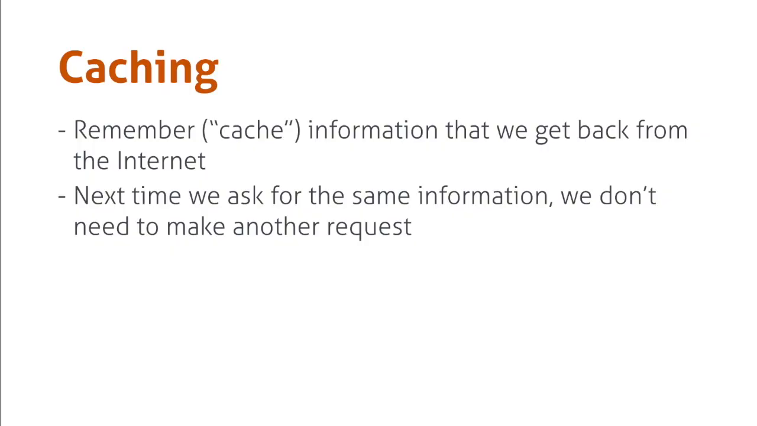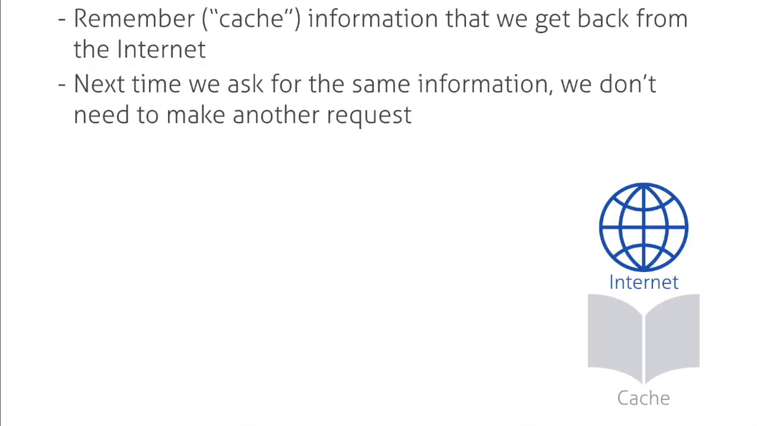Caching allows us to remember, or cache, information that we get back from a source of data, so that next time we ask for the same information, we don't need to make another request. When we cache data, we have two possible sources to respond to a request, either the internet or our cache.